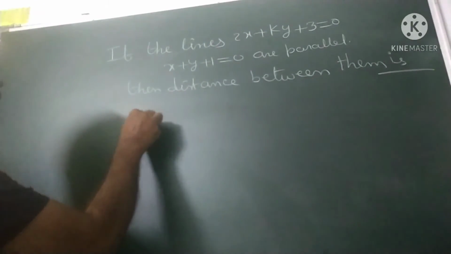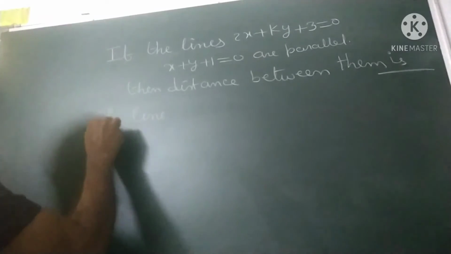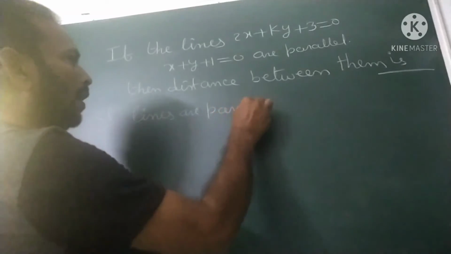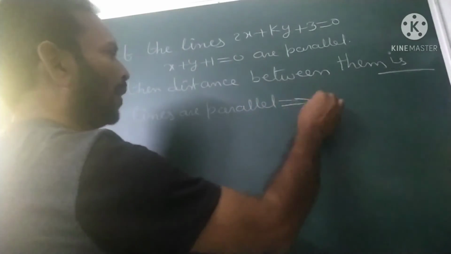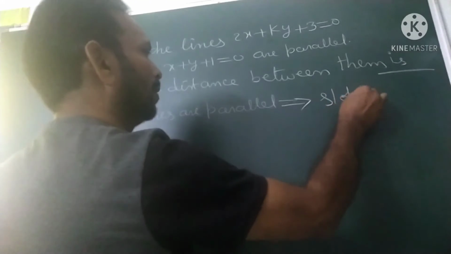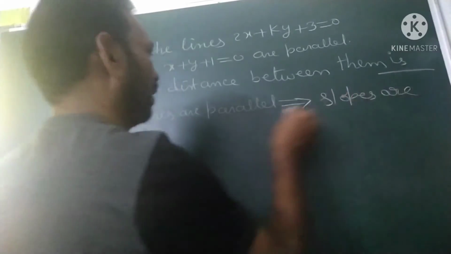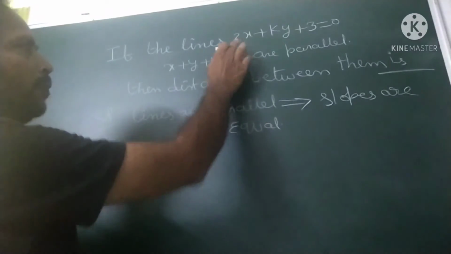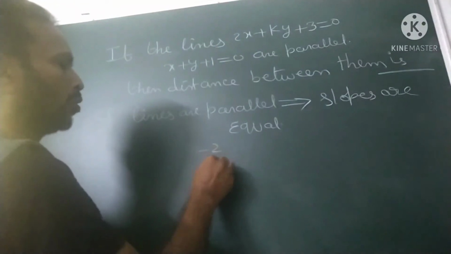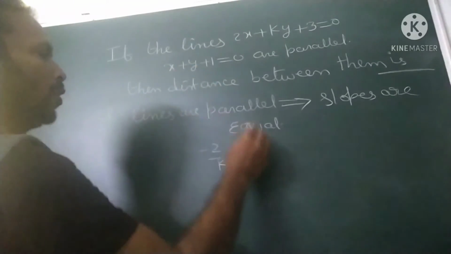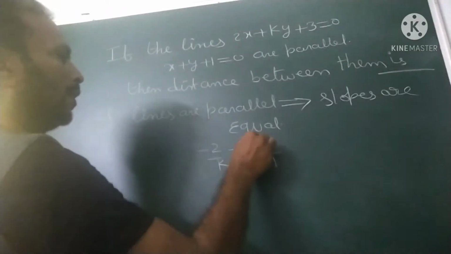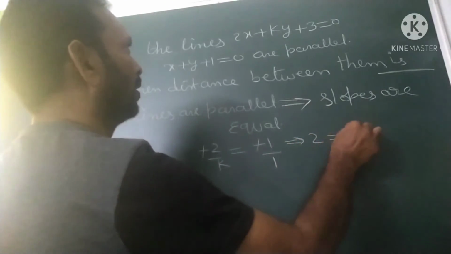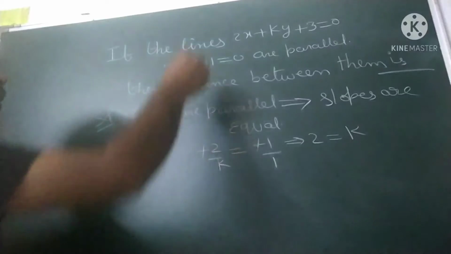So lines are parallel. Solution: lines are parallel implies slopes are equal. Here first line slope is minus 2 by k, second line slope is minus 1 by 1, cancel, that implies 2 is equal to k.